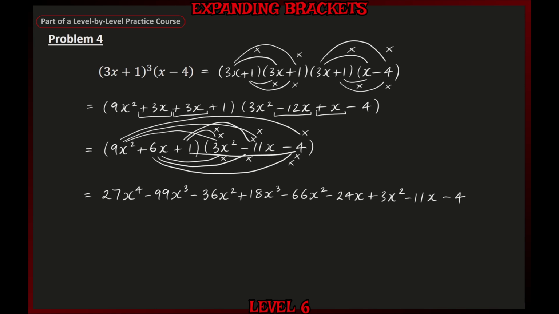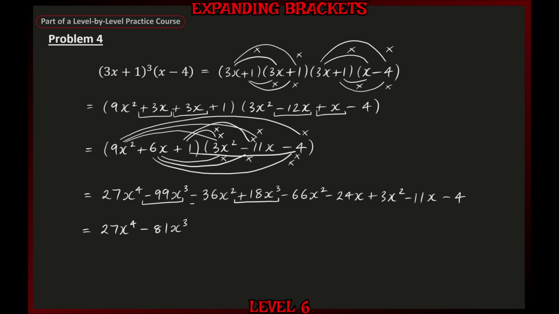Now that everything's been expanded, the only thing left to do is to simplify this by collecting together the like terms. So starting with 27x to the power of 4, that's on its own. We then have minus 99x cubed, which can be collected together with plus 18x cubed. And minus 99 plus 18 gives us minus 81. So we have minus 81x cubed.